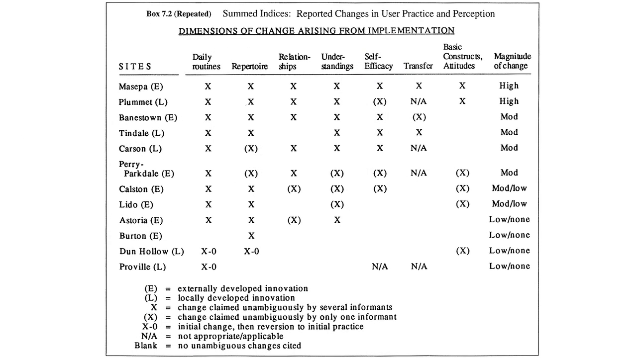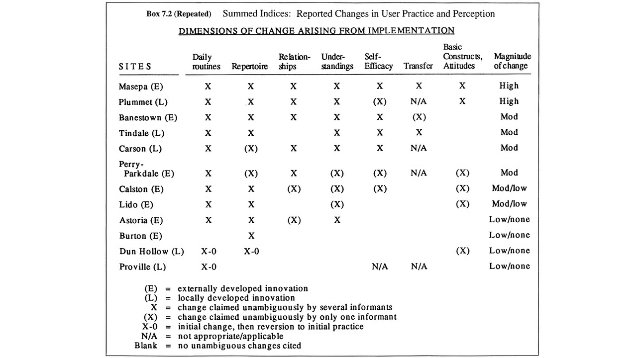Lots of X's, and X's, you can see from the note at the bottom, means simply the change was claimed unambiguously by several informants. If I'm right about this, I think these are schools or school districts. So down the left-hand side are names of places, Seeper and Plymouth and Baynestown and so on. Then they interviewed people in these places, the teachers and the administrators and so on. If they got several people that said, we've changed, and there's no ambiguity about it, then it's an X. So it's a lot of change over time. If the change was only mentioned by one person, then it's in brackets, so it's slightly less certain. And if other things went on, like there was initial change and reversal, you've got an X hyphen zero, which Dun Hollow and Proville were doing.